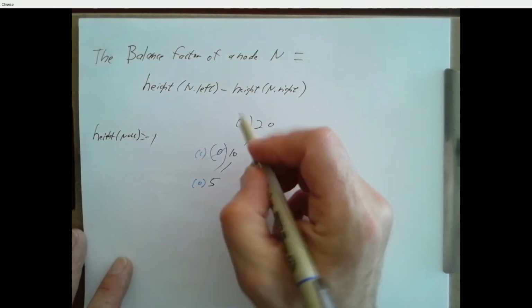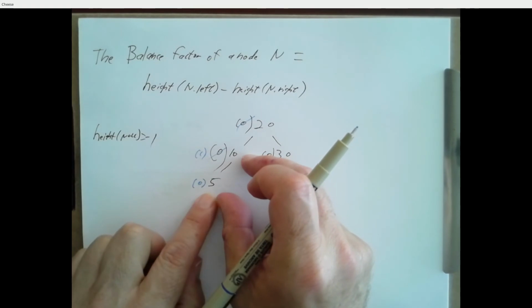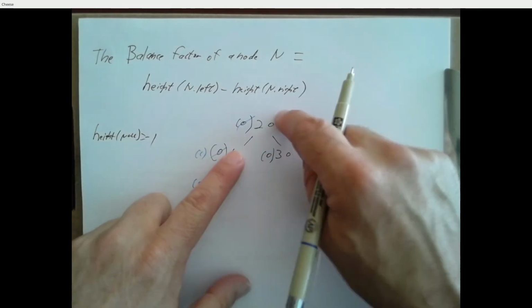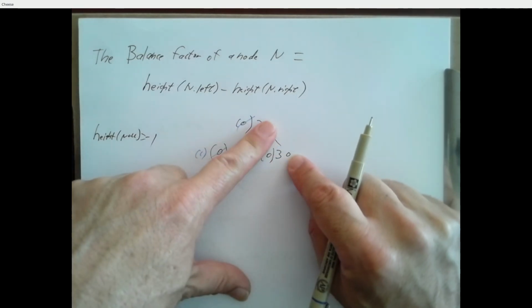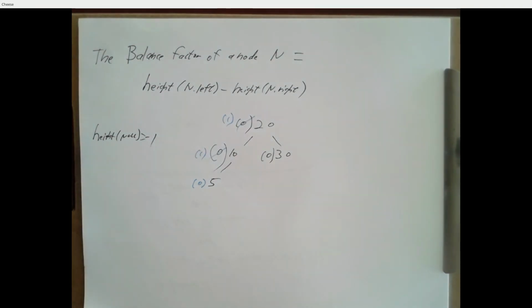And for the 20 now, the left subtree, what's the height of this tree? 1. That's got a height of 1. What's the height of this tree with just a 30? That's 0. 1 minus 0 is 1. So if we look at balance factors, if every node has a balance factor of, I'm going to say 0, 1, or -1, then you should be balanced. So this is still a balanced tree.